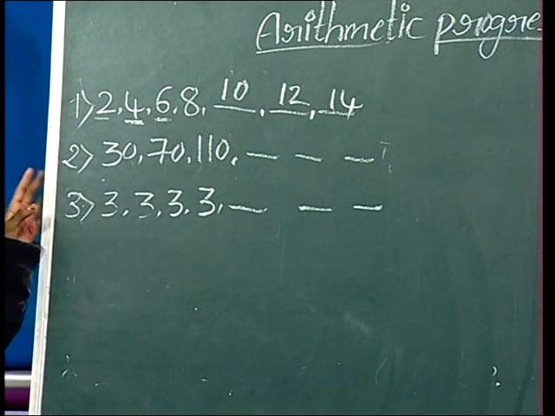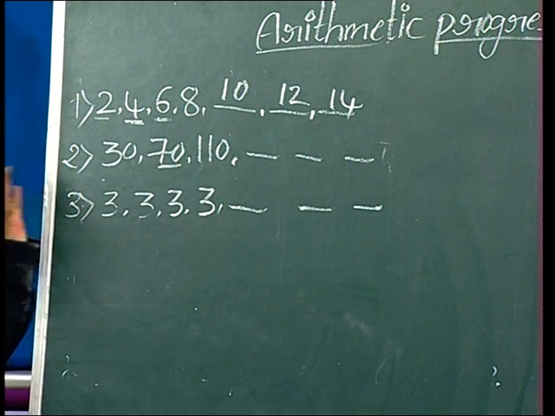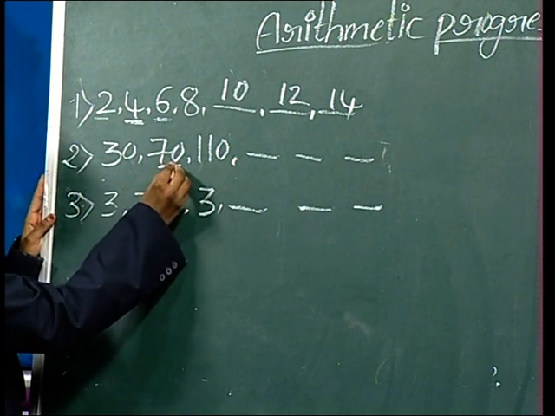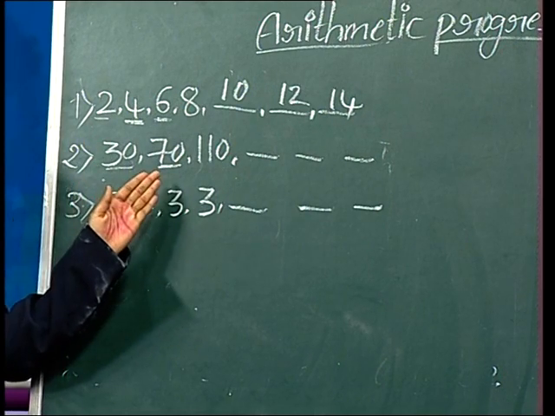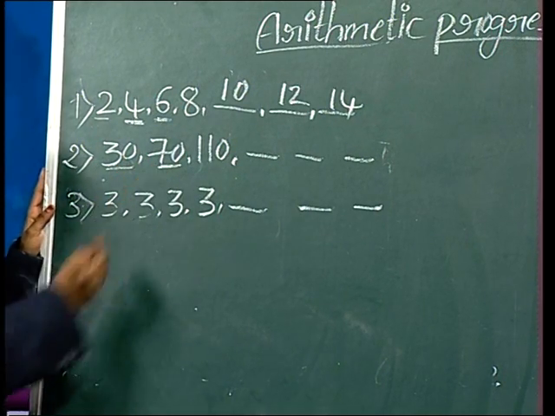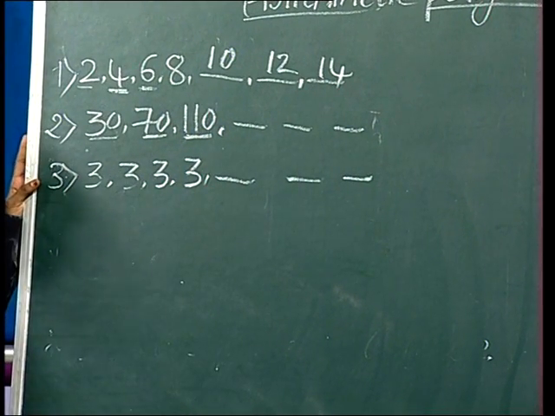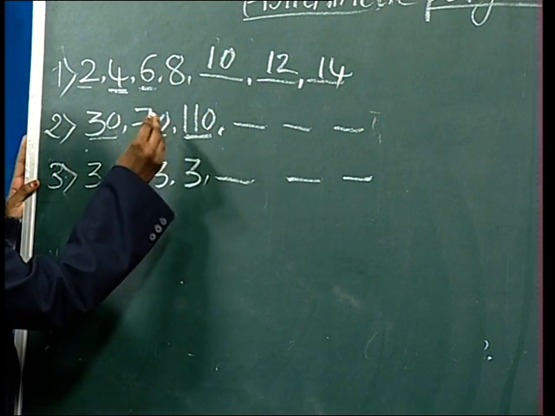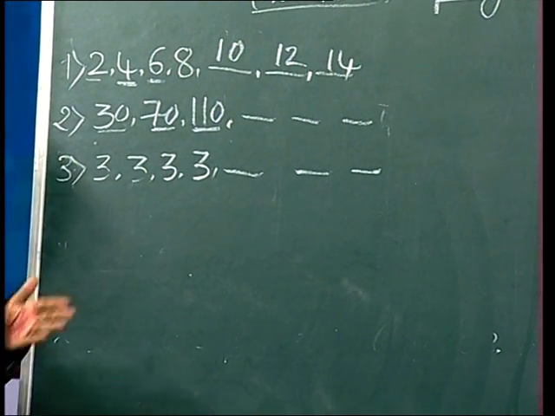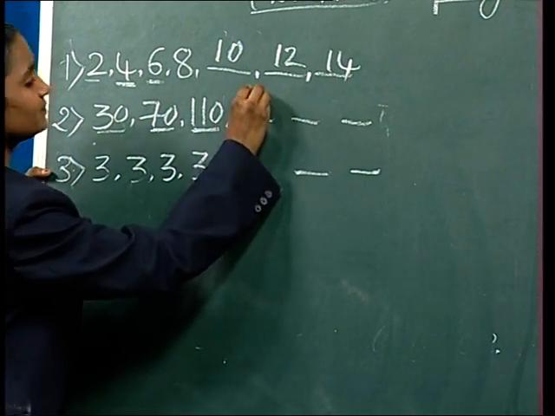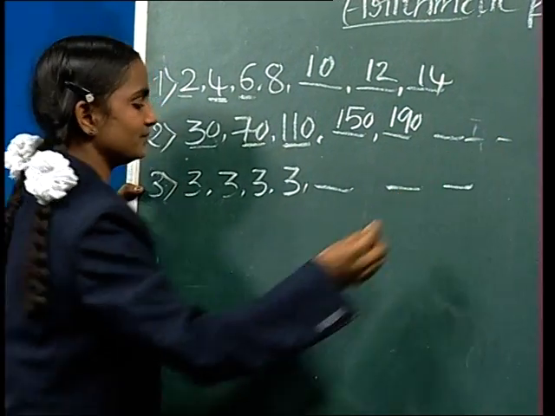Coming to the second case, here this 70 is obtained by adding a fixed number, that means 40, to the preceding term of 70. That means here 30 is the preceding term of 70. 30 plus 40 becomes 70. And here this 110 is obtained by adding a fixed number, that means 40, to the preceding number. Here the 70 is the preceding number. So 70 plus 40 becomes 110. Here I can write 150, 190 and so on.